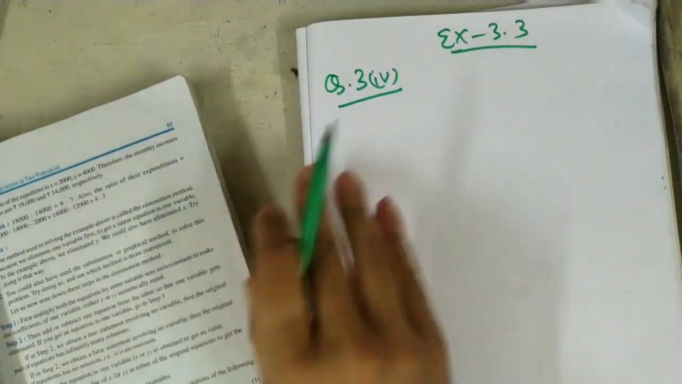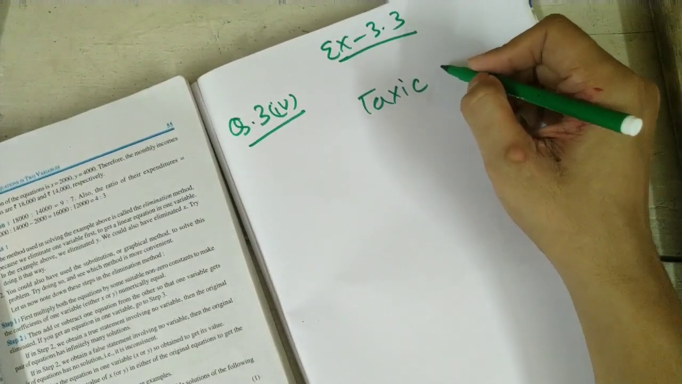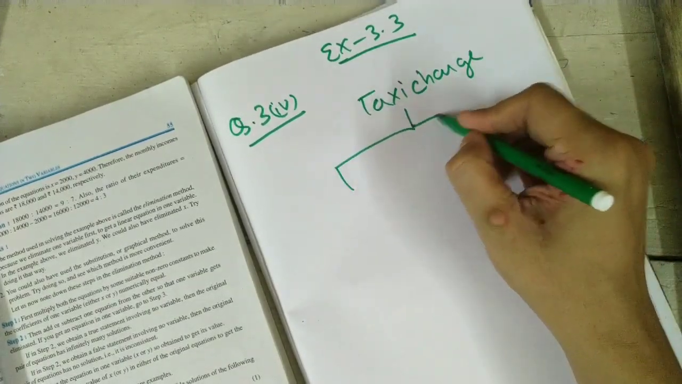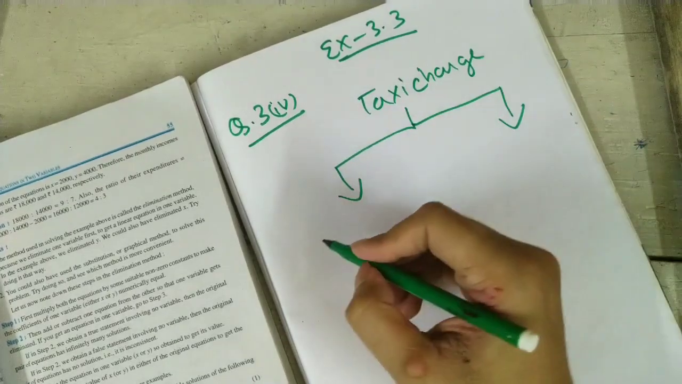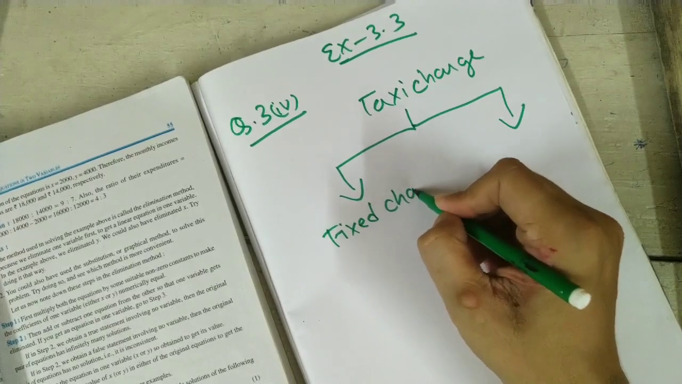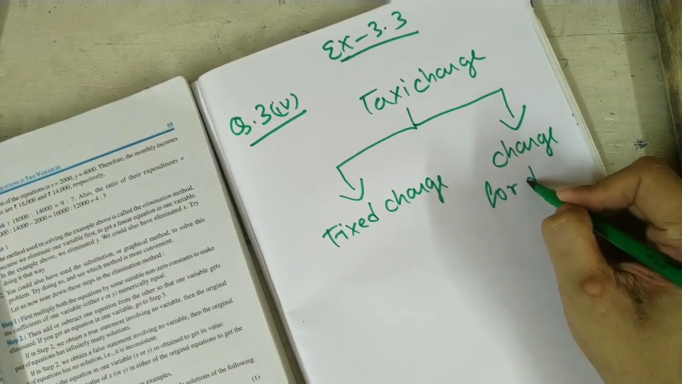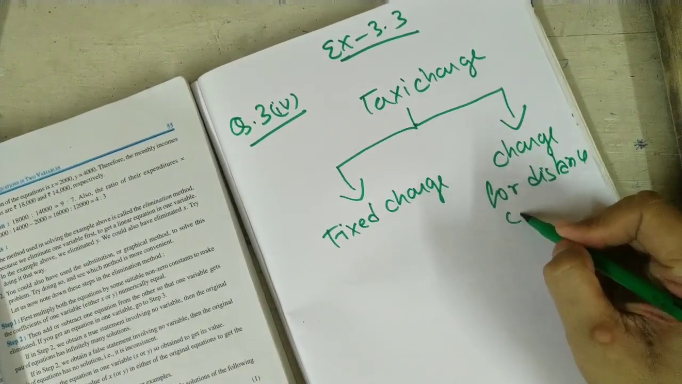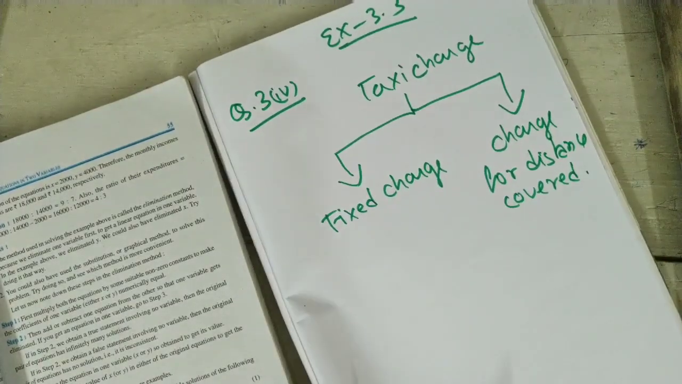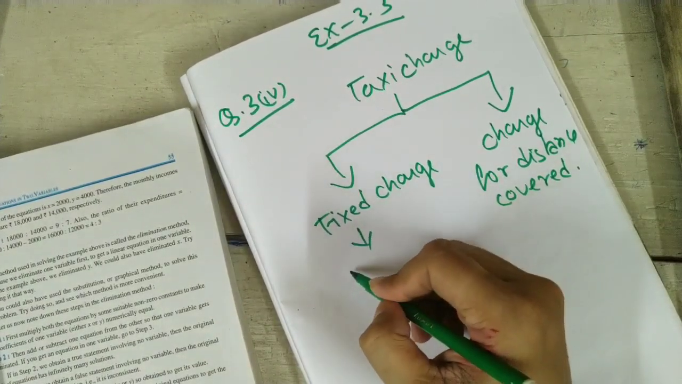Okay, so what does it mean? Say the taxi charges for a particular city consist of two different charges. One is a fixed charge, another is a charge for distance covered. Now first we have to understand what is fixed charge and what is charge for distance covered. See, fixed charge means a fixed amount that we have to pay.